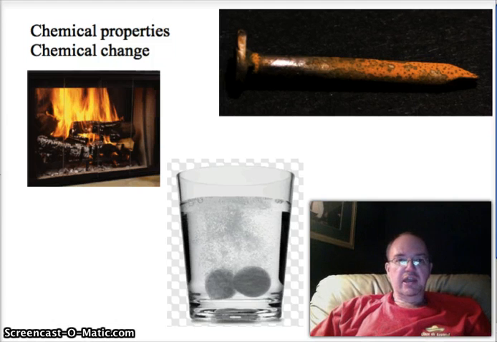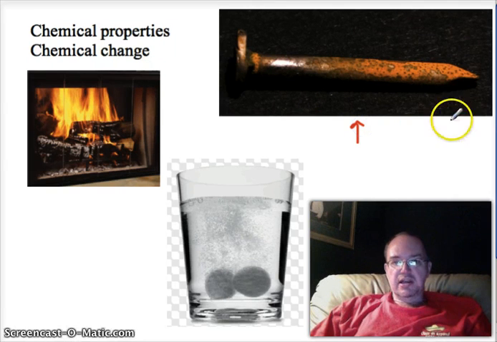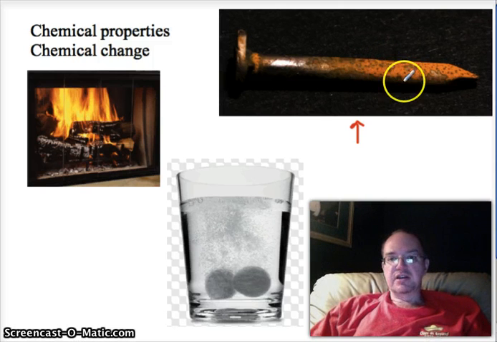Let's take a look at this. We have a nail here. This nail did not start out with the rust on it. The rust formed after however many years of time, or maybe even less than years of time. The rust is actually a different substance than what the nail is made of. There has been a chemical change.